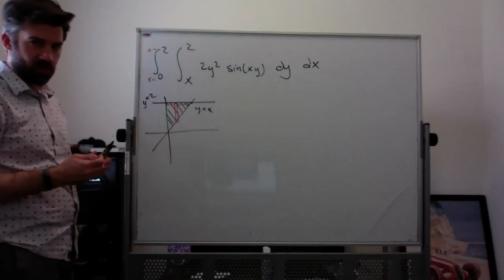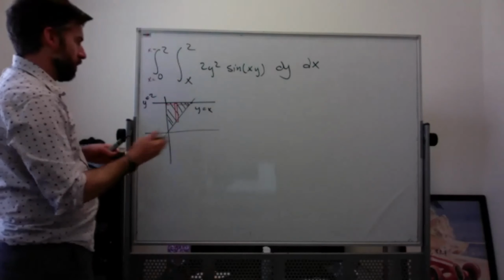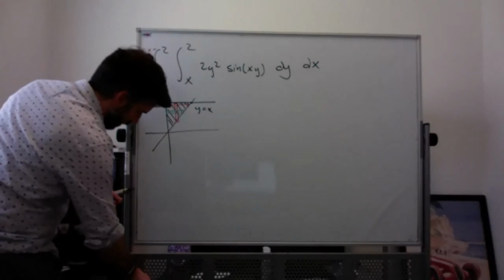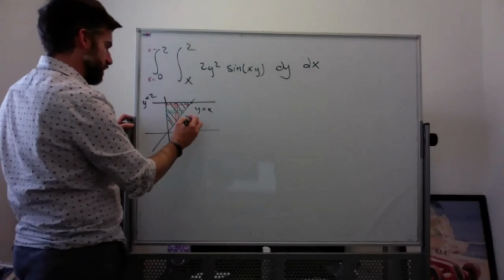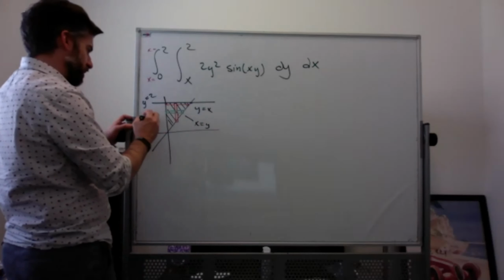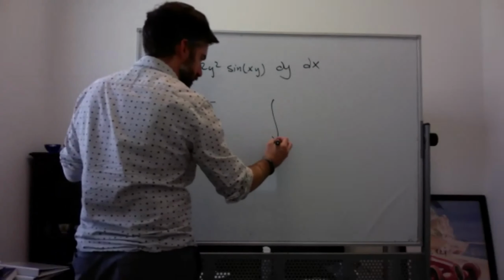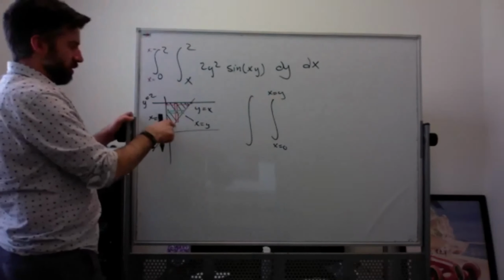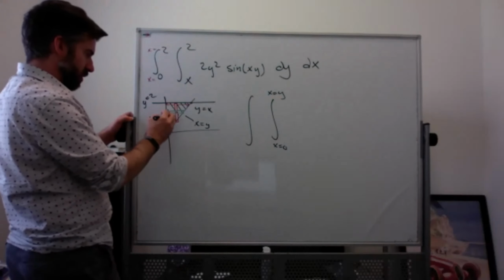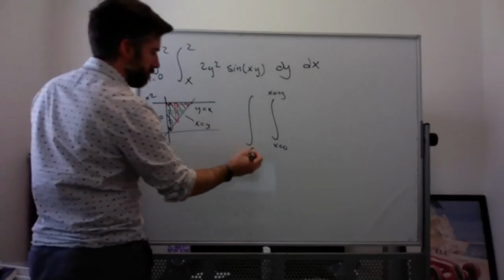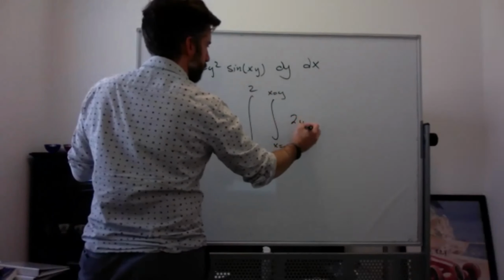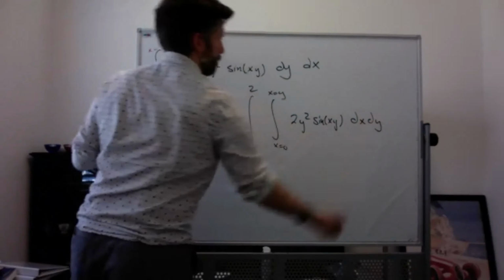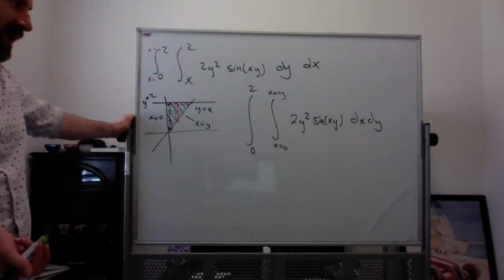But we're going to switch it, right? That's the whole point. So now we're going to use a horizontal rectangle. And we're thinking that the right-hand boundary is x equal to y, the left-hand boundary is x equal to 0. So those are inner limits of integration. And then our outer limits of integration are going to be, well, how far up and down? This can go as far down as 0, as far up as 2. So that's what we're going to get.